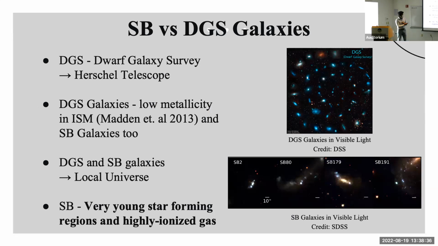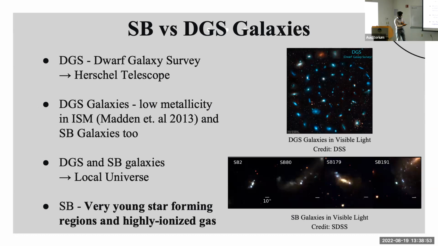So here comes in DGS. DGS stands for Dwarf Galaxy Survey. It was done by the Herschel telescope, which used to work in the far infrared regime. And these galaxies are very similar to my galaxies.